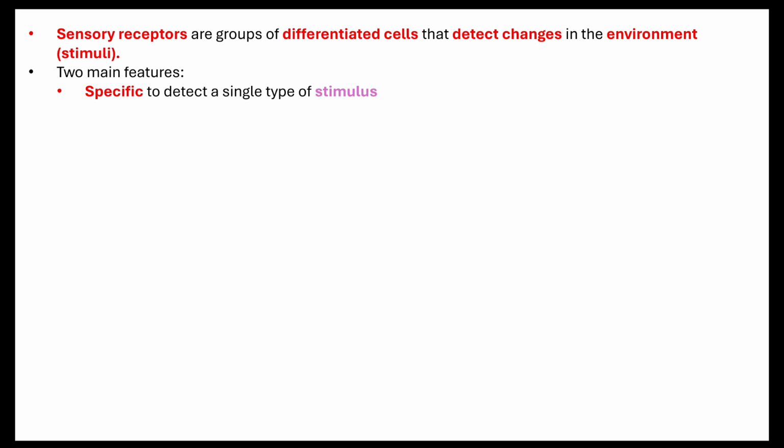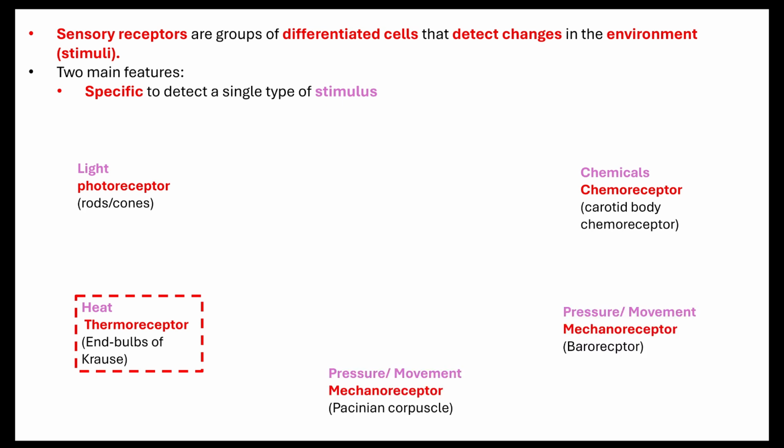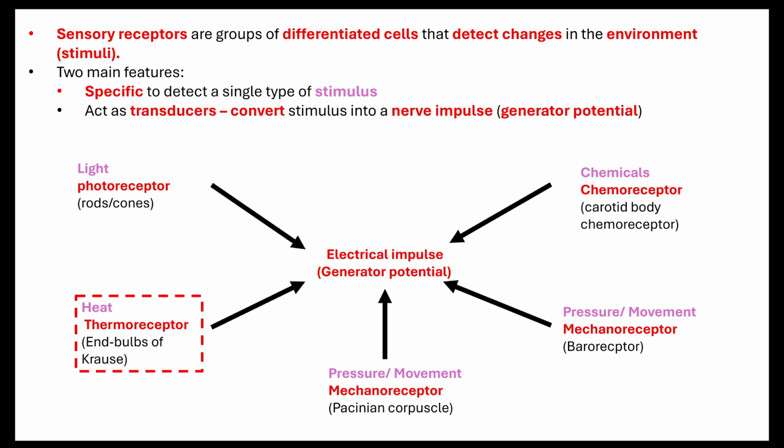So these groups of differentiated cells that are going to detect changes in the environment are very specific because of two main features. Number one, they are specific to detect the single type of stimulus, i.e. light, chemicals, heat, which is the one that we're interested in today, and pressure and movement. So there are different types of receptors, and what we want to look at are thermoreceptors, but all these receptors do exactly the same thing. They act as transducers to convert the stimulus from the form of light, heat, pressure, movement, chemicals into a nerve impulse, which is known as a generator potential.